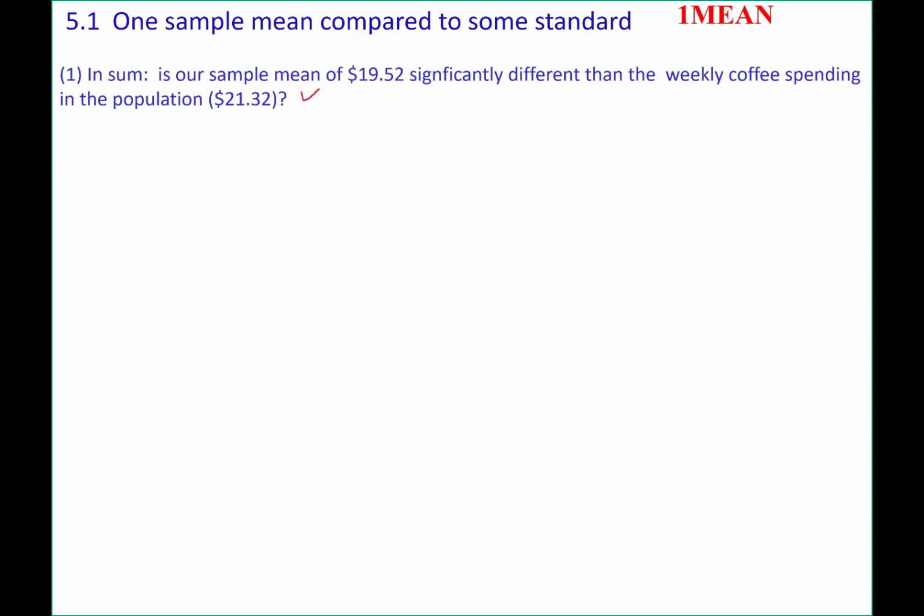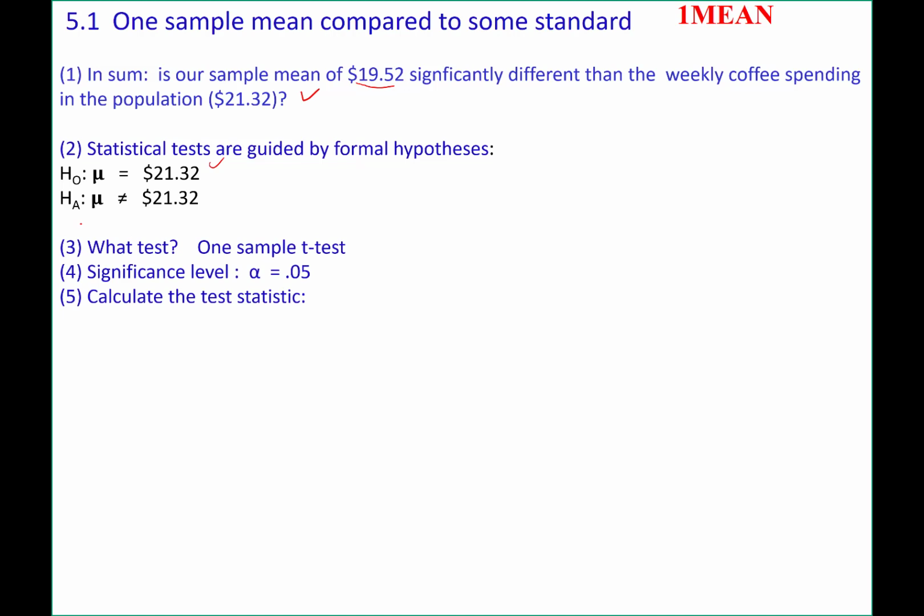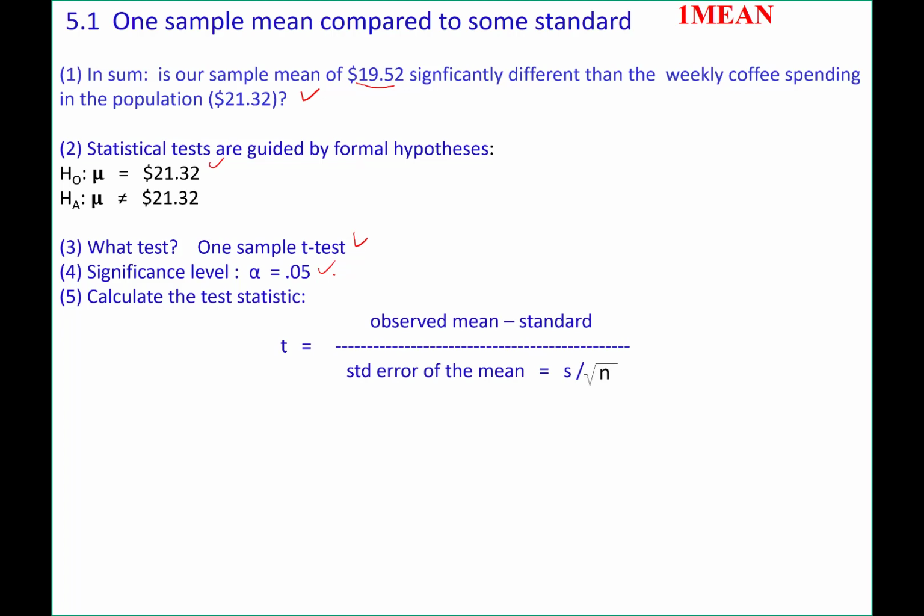So here's our research question, the first of 6 steps. Is our sample mean of $19.52 significantly different from the population figure of $21.32? So we're comparing our sample to this null population, this null representation where $21.32 is the mean. The alternative hypothesis is that the mean is different than $21.32. One sample t-test, I'll show you in a second, alpha equal to 0.05. The test statistic looks like this. Just a classic t-test.